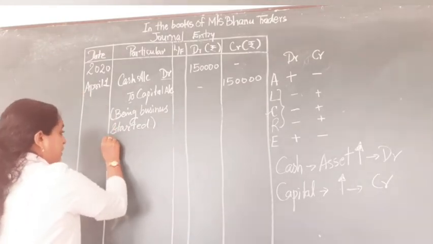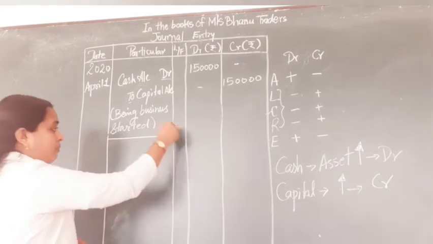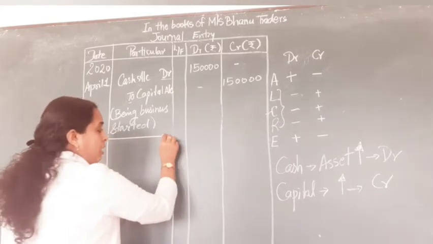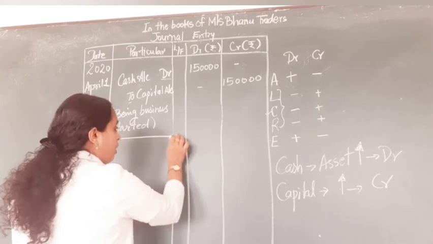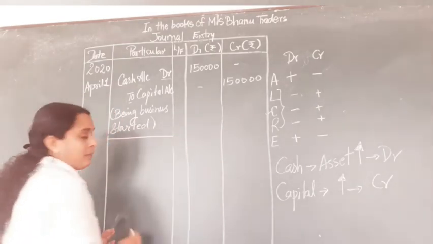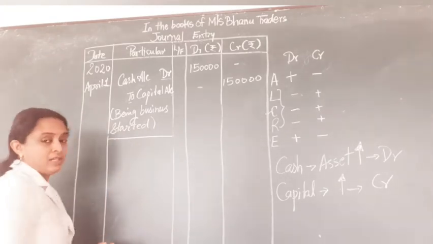After completing the first transaction, you can underline this, or you can put a line. Don't see, the length of this line should be this much only. Okay, don't extend your line. So you have finished the first transaction.